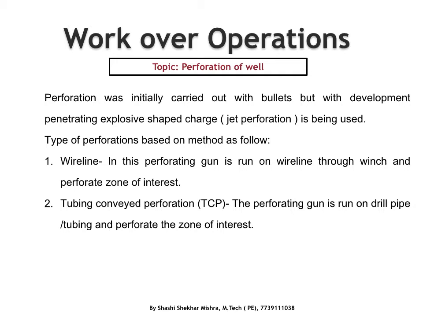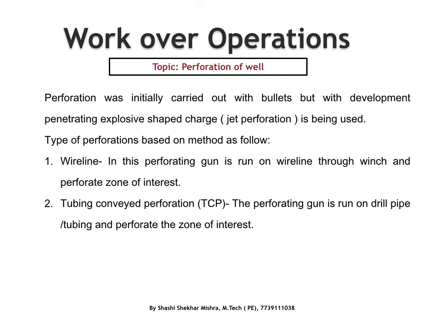Initially, perforation was carried out with bullets, but with the development of penetrating explosive shaped charges, perforation is now mainly carried out by jet perforation. We can carry out perforation in two ways, on wireline or tubing conveyed perforation. Wireline perforation can be done in casing or through tubing also. And tubing conveyed perforation has two types, shoot and drop and shoot and pull.